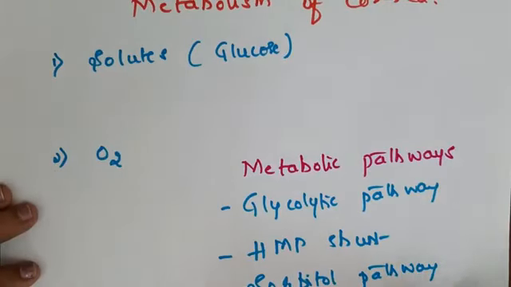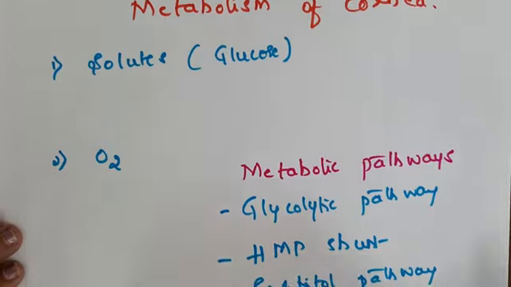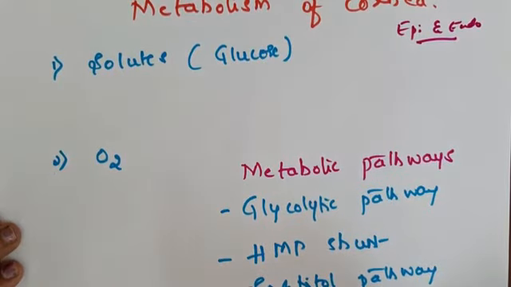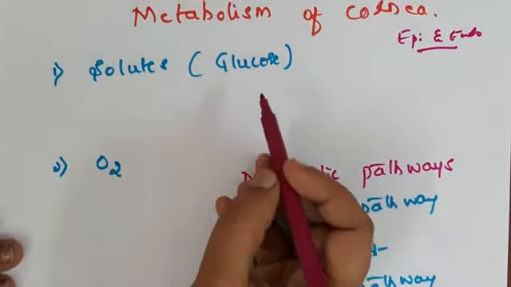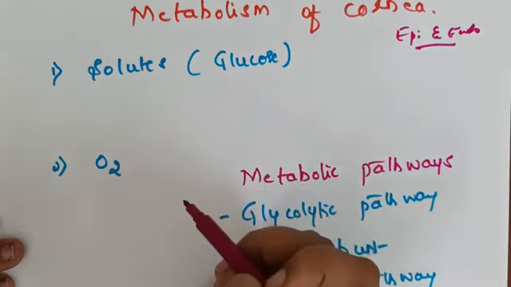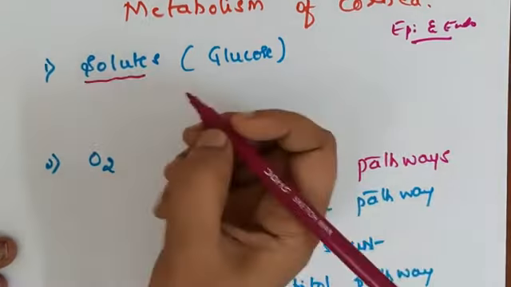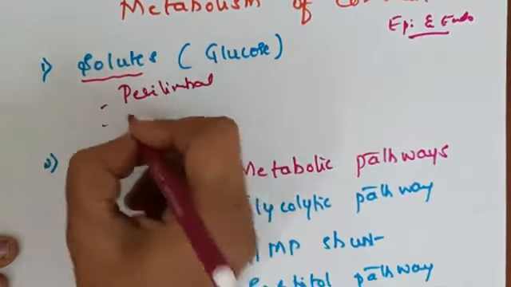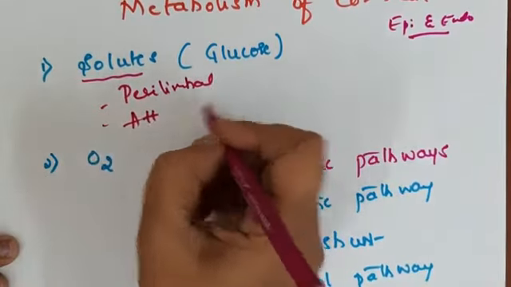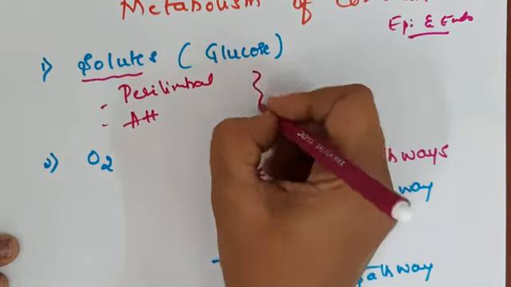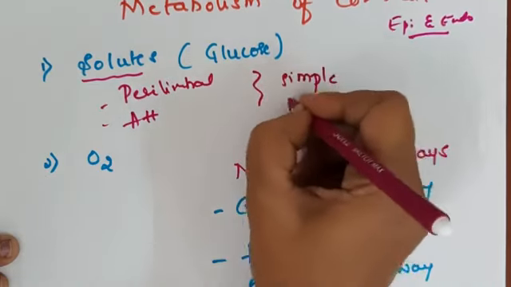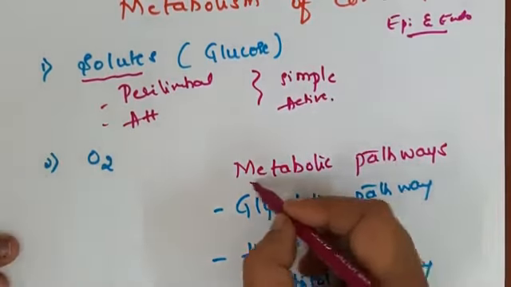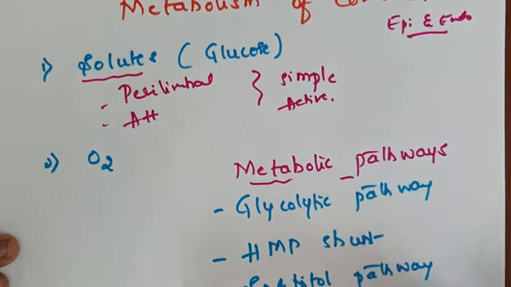Coming to the next question, that is the metabolism of the cornea. As you know, the corneal epithelium and the endothelium are the two layers which are highly active in metabolism. The cornea requires glucose and oxygen for metabolism. So let's see where these two come from and how they are metabolized. The source of glucose is either the perilimbal vessels or the aqueous humor. Both contribute glucose, which comes either by simple diffusion or by active transport, and enters the corneal layers. This glucose undergoes various metabolic pathways, which include the glycolytic pathway, the HMP shunt, as well as the sorbitol pathway.